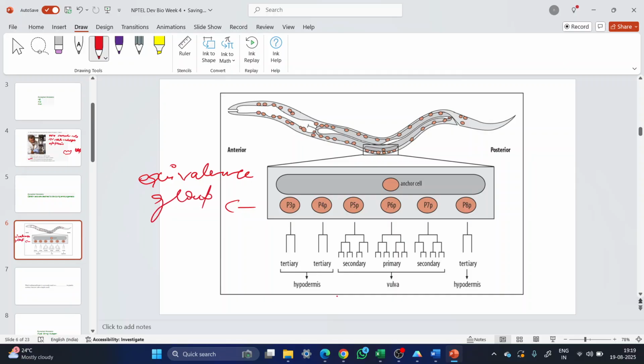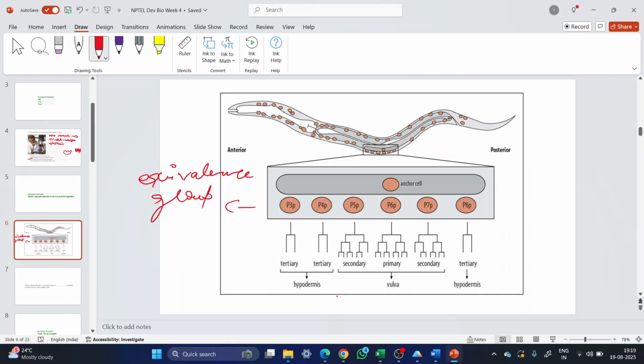Equivalence group means that all the six cells have equal potential to become vulva, but depending upon which cells are receiving the maximum signals, those cells will form the vulva. So this P6 cell receives the maximum amount of the inductive signal coming from the anchor cell, and hence it becomes the primary vulva cell.